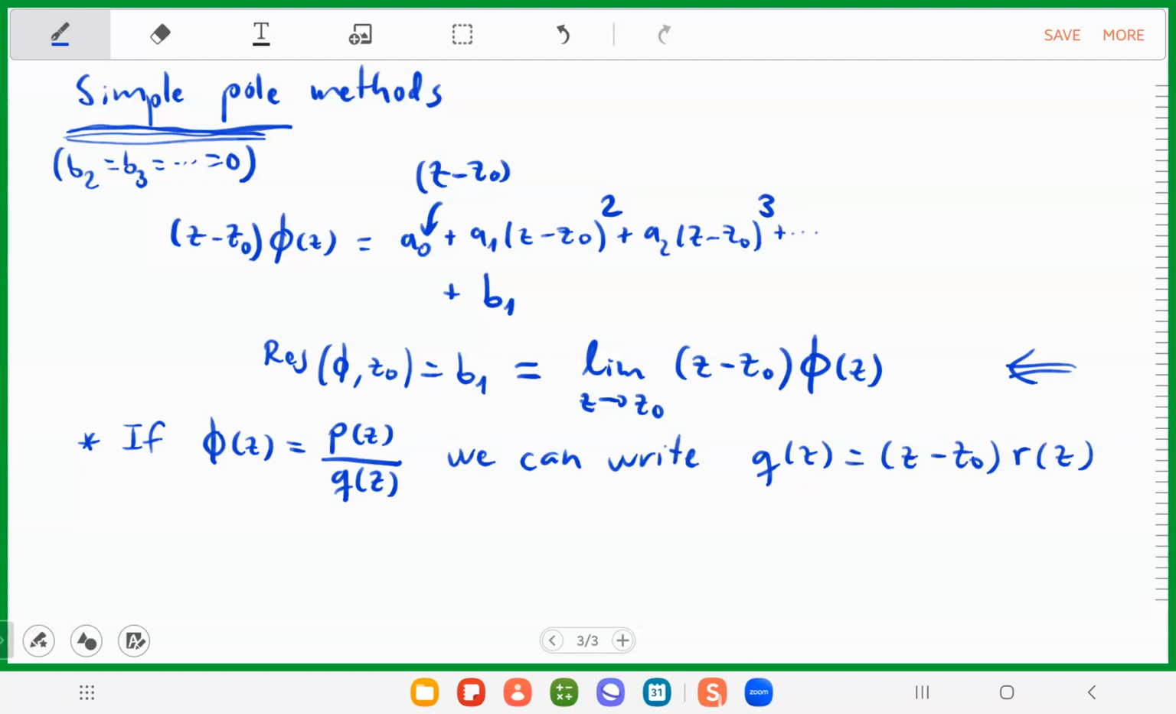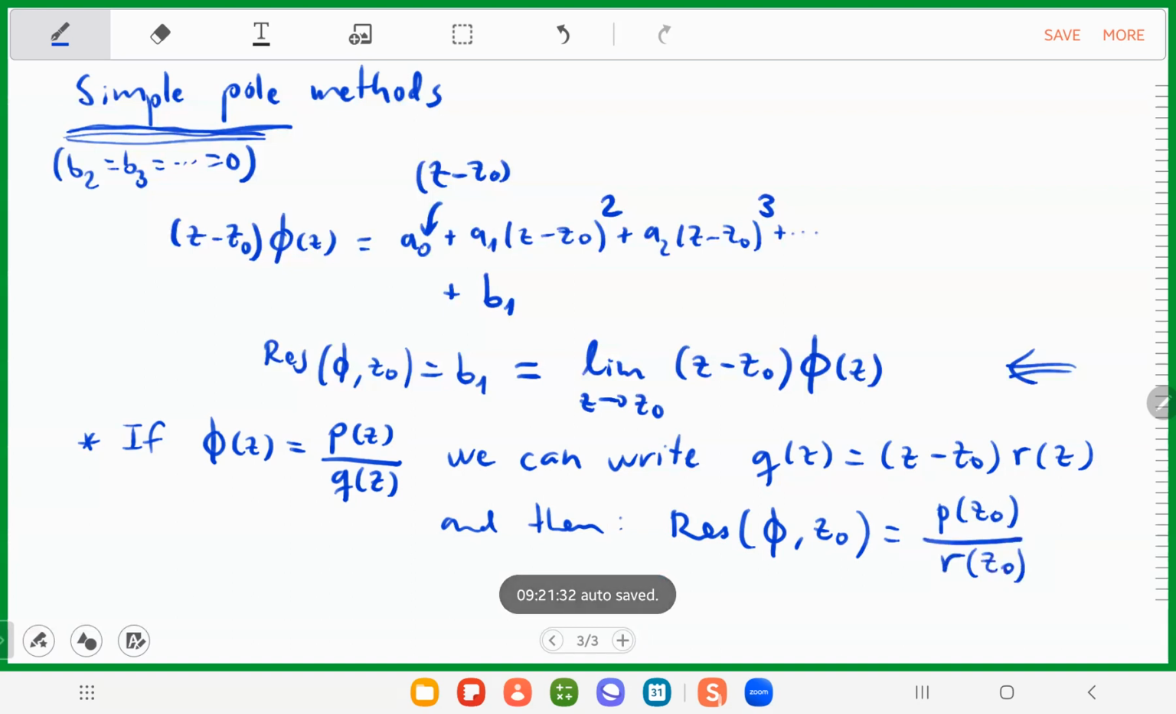Okay, so if you can find that r in a convenient way, then you can see that the residue of function phi at this point will be just the value of p at z0 divided by the value of r at z0. And it's very easy to see why, because, well, q is r times z minus z0, so z minus z0 times phi will just be p divided by r, and take the limit when z goes to z0. You don't need to take the limit because both functions exist and are analytic at z equals z0 and r is not zero, so you can just divide these two numbers and you get the residue.